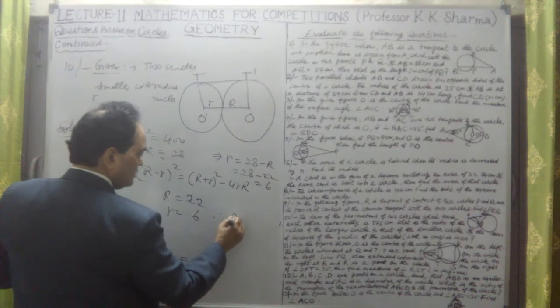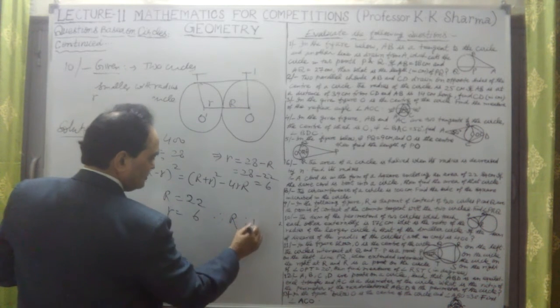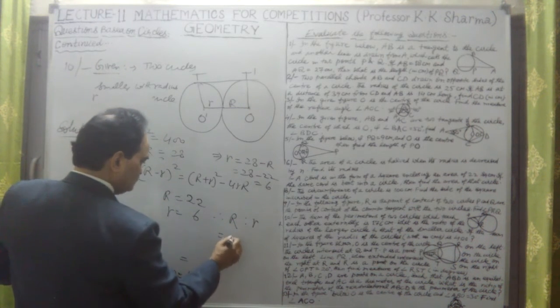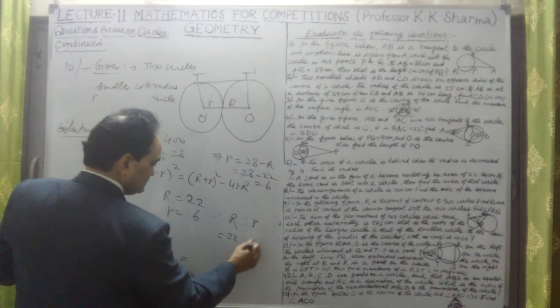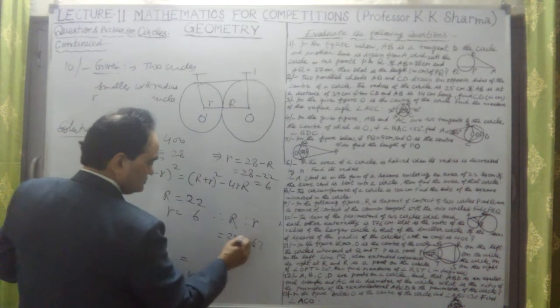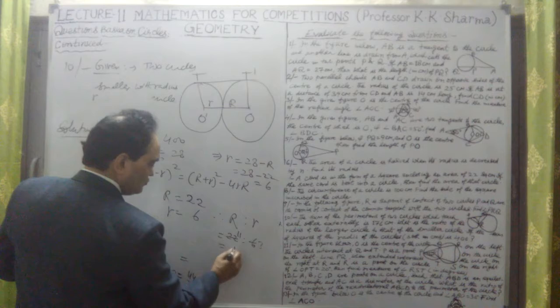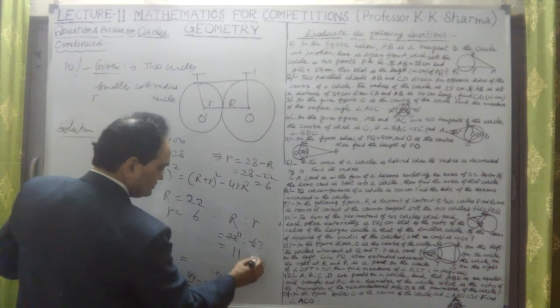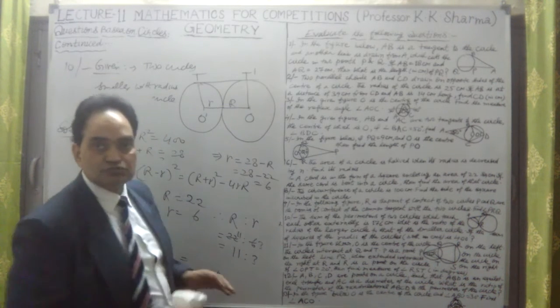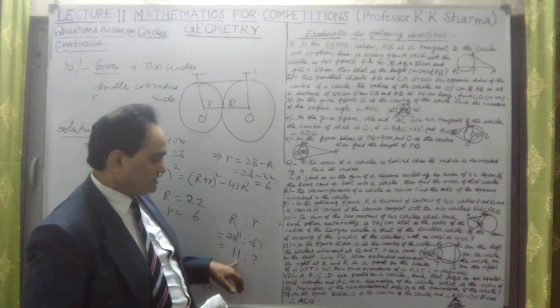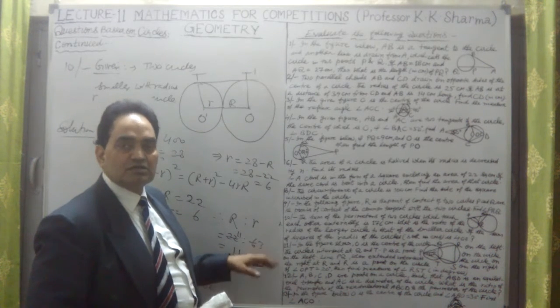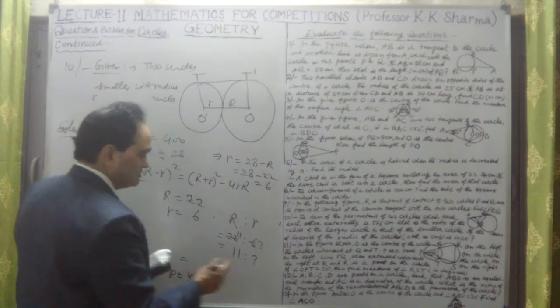Therefore, capital R is to small r is equal to 22 is to 6. 2 threes and 2 elevens. So the ratio is 11 is to 3. Bigger radius, larger radius is to smaller radius. Ratio is 11 is to 3. This is the answer.